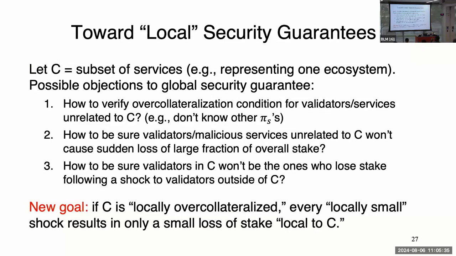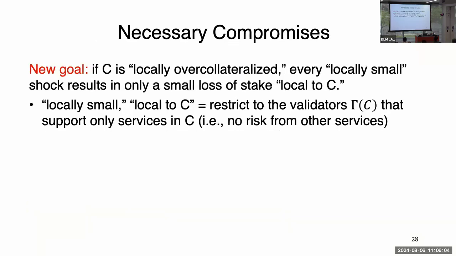Okay, so I will be able to give you a statement of this form, right? So again, we want to say that as long as in the neighborhood of these services, things are over-collateralized, then any shock which starts by removing only a small amount of stake in the neighborhood, even after an arbitrary cascade of valid attacks, it will still be the case that there's only a small loss of stake in this local neighborhood. To make this precise, I have three things I need to define for you, and there are also some other technical complications that come up, which I'll mention very briefly, okay?